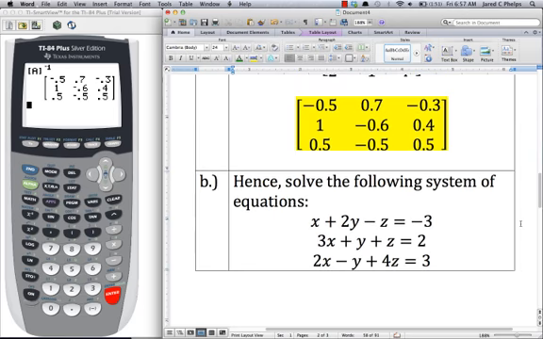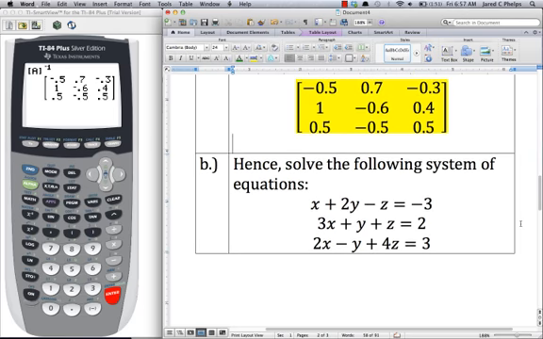Part B now says, hence, solve the following system of equations. And this is where your knowledge from yesterday should pick up. You should look at that and say, hey, I know how to write a matrix equation that represents that.